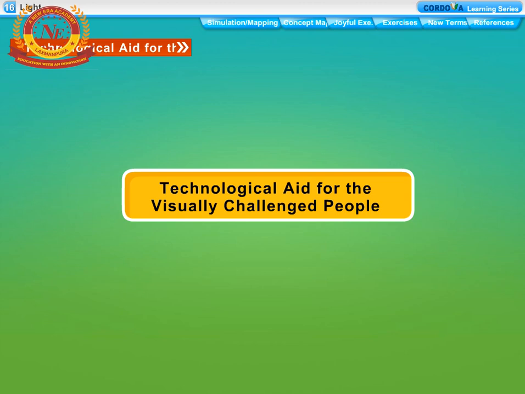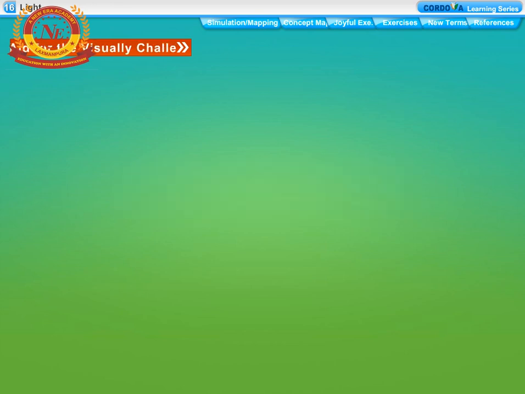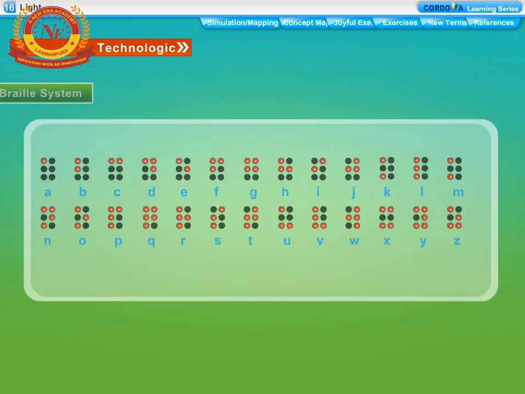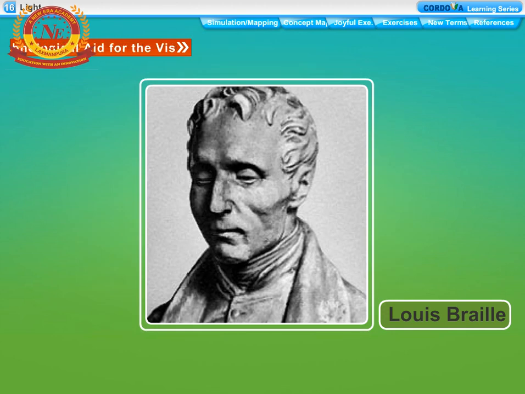Technological aid for the visually challenged people. Braille system. Visually challenged people can read books printed in Braille. Combinations of raised dots in a 6-dot cell make up different characters. Louis Braille, who lost his sight when he was a child. Books and periodicals are available in Braille for the blind.